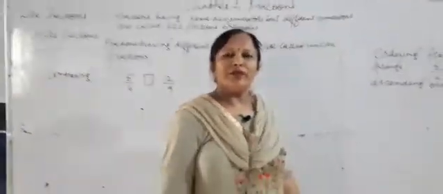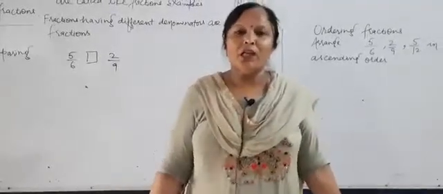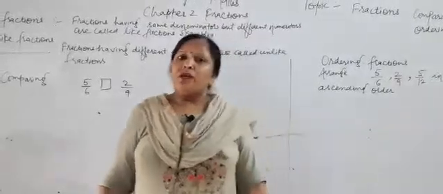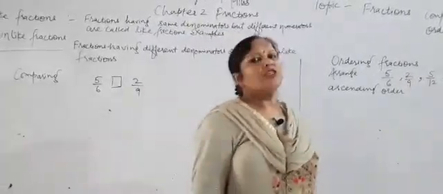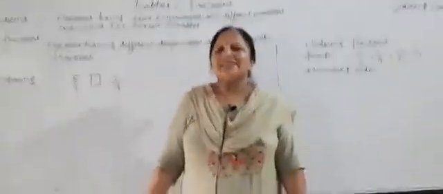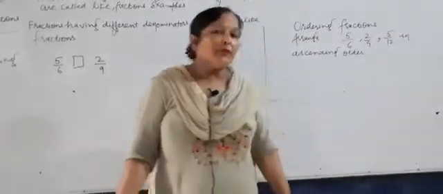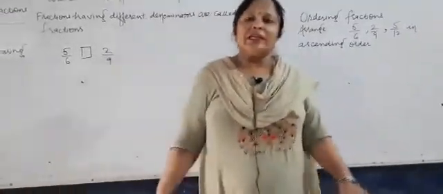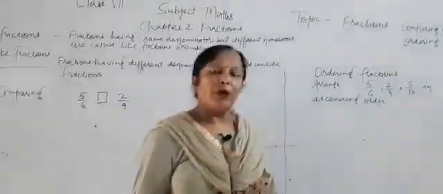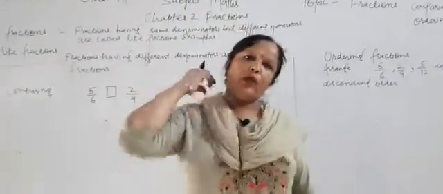In my first video, I have taught you about fractions: what are fractions, and types of fractions. The types were proper fraction, improper fraction, and mixed fraction. Proper fraction is when the numerator is less than the denominator. Improper fraction is when the numerator is equal to or greater than the denominator. And a mixed fraction is a combination of a whole and a fraction.